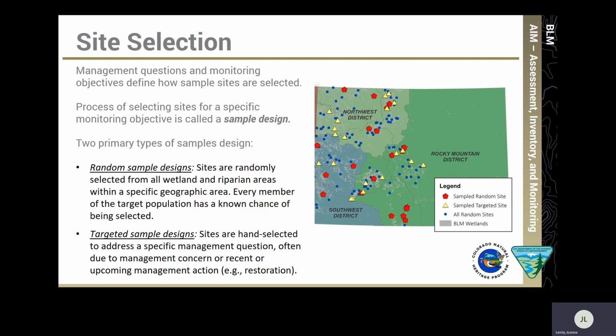In targeted sample designs, sites are hand-selected to address a specific management question, often due to management concern or recent or upcoming management action. Targeted monitoring is appropriate for site-specific evaluations of treatment effectiveness or specific areas of concern, and can be used to document a reference condition, establish a repeat monitoring area, monitor known habitat of a rare plant or animal species, or track changes that result from management actions like grazing or restoration.